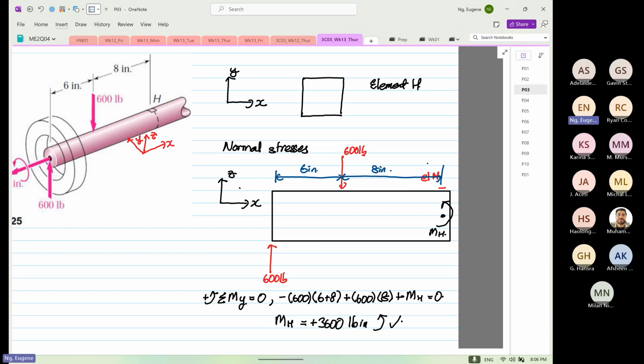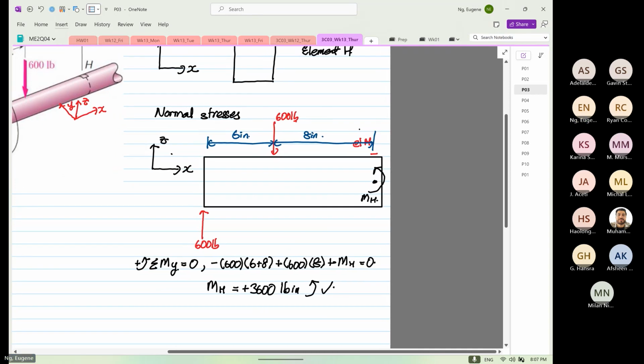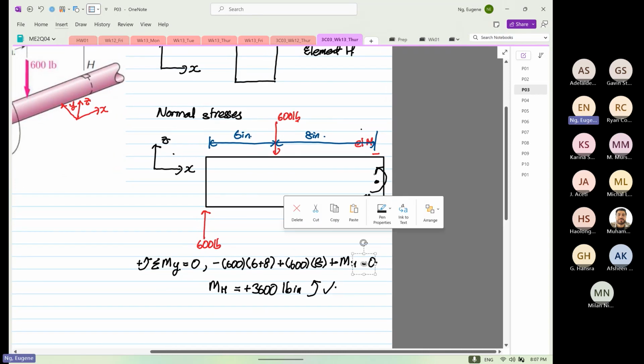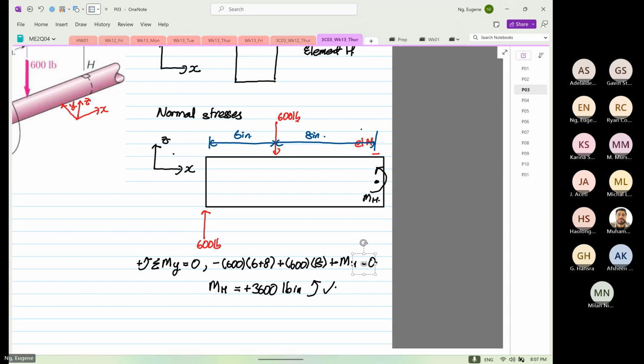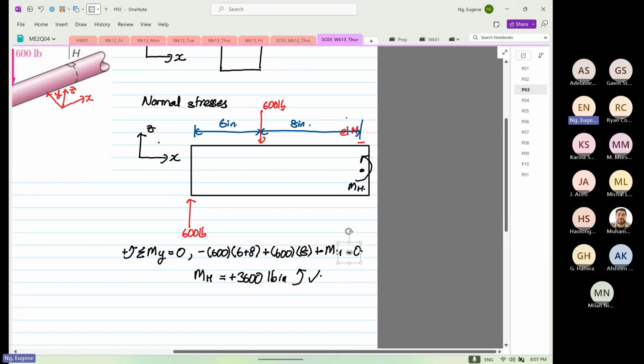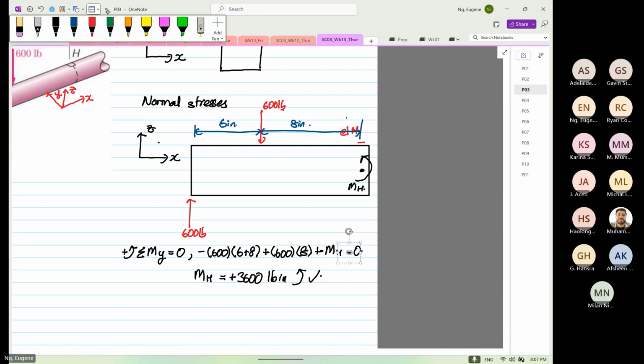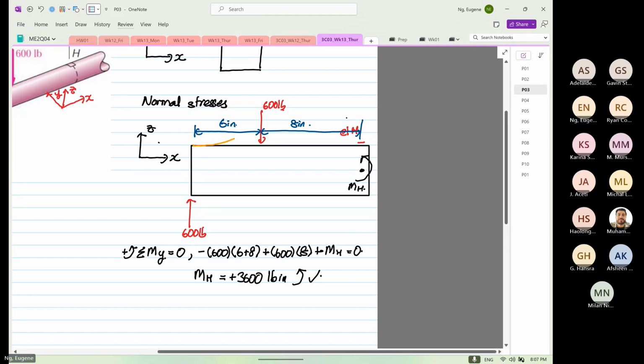So we know that this orientation is correct. So what does it mean? Listen to me and listen to me well. If this orientation is correct, it means the structure will bend which way? I'm going to copy this whole thing over here. So we know if this is correct, the structure will bend this way. Based on what we have drawn, the structure will bend this way.